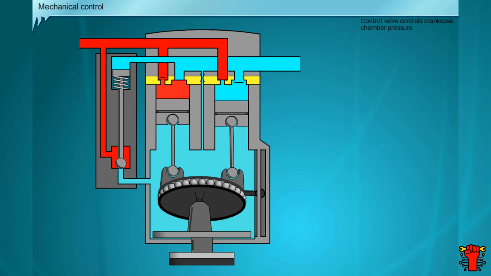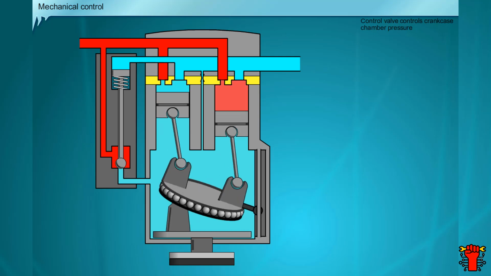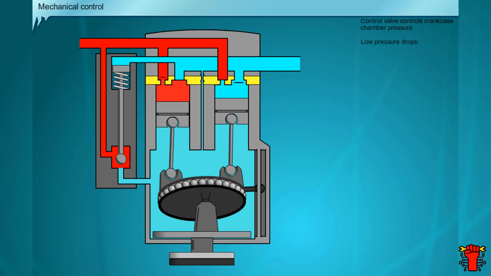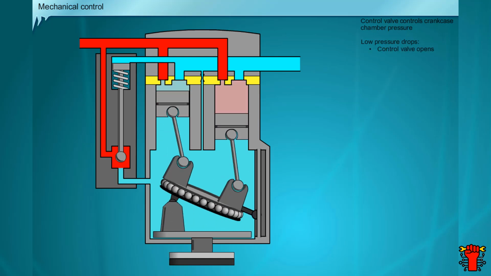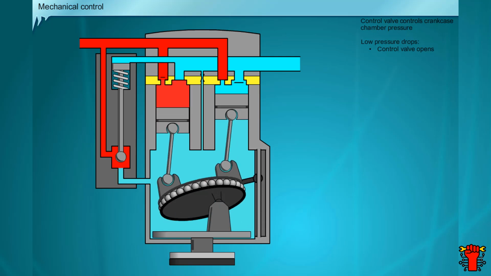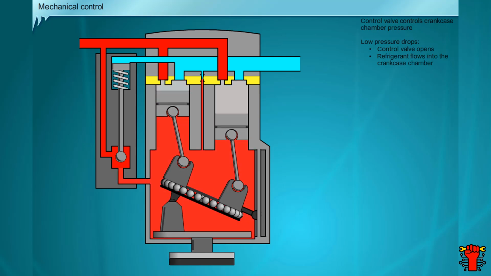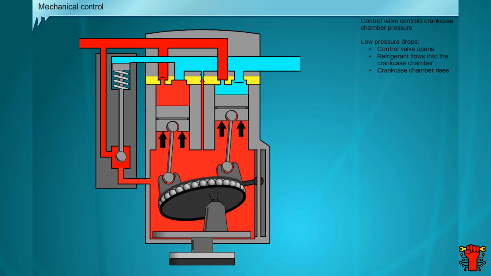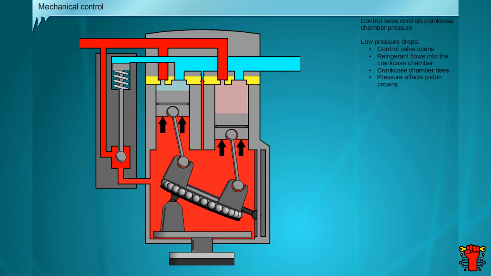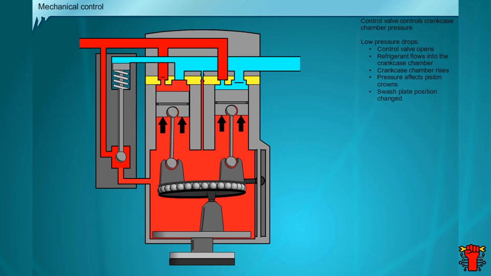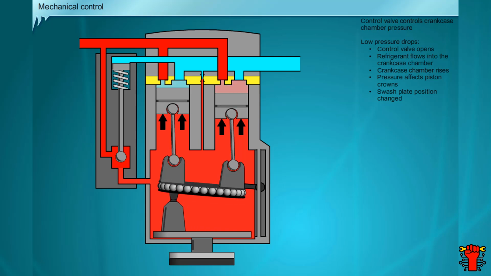If, for instance, the engine speed increases, the compressor draws in more refrigerant and the low pressure drops. The force of the spring opens the control valve. Refrigerant flows under high pressure into the crankcase chamber via the interconnecting channel. The pressure in the crankcase chamber rises. The higher pressure affects the piston crown and changes the swash plate position. The swept volume is reduced, causing less refrigerant to be delivered. The low pressure rises again.